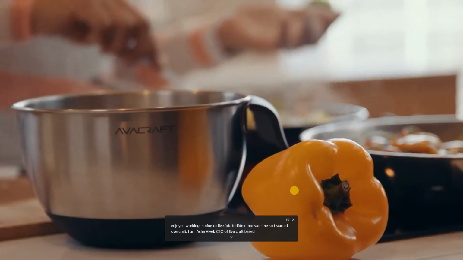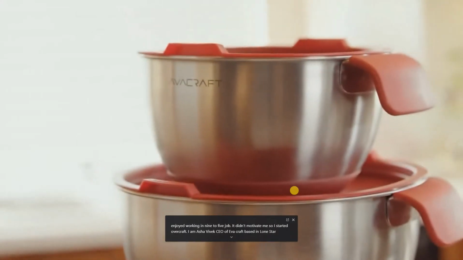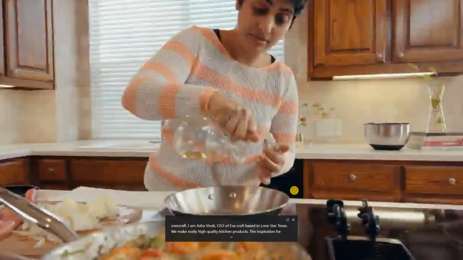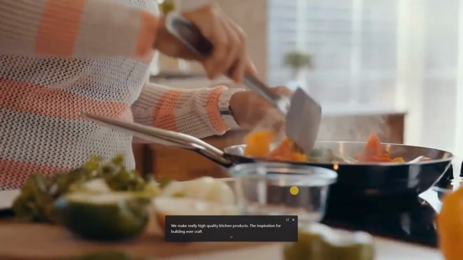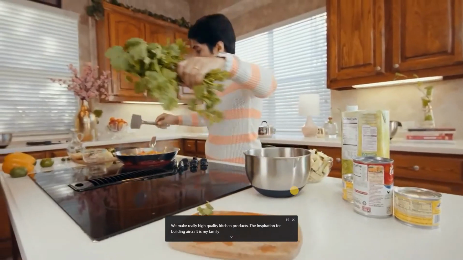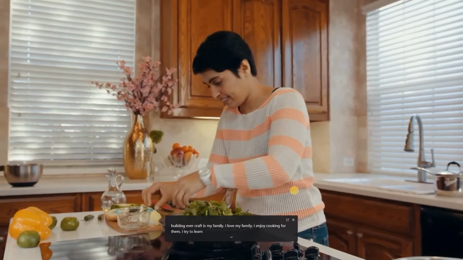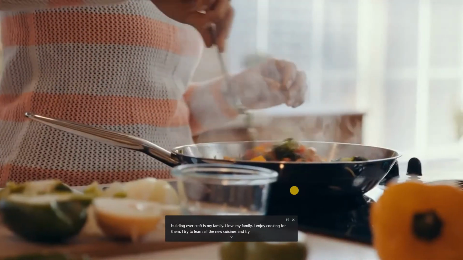I am Asha Vivek, CEO of Avacraft based in Lone Star, Texas. We make really high quality kitchen products. The inspiration for building Avacraft is my family. I love my family. I enjoy cooking for them. I try to learn all the new cuisines and try making it at home. I am always in the kitchen, so I thought this is the best field. I can create really high quality kitchen products.